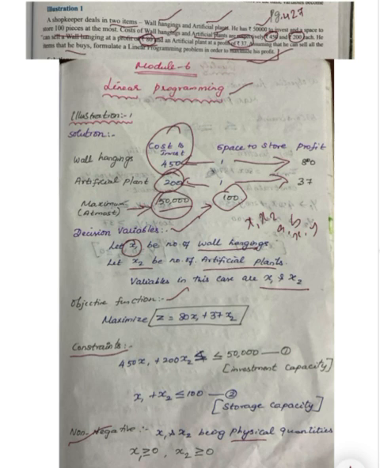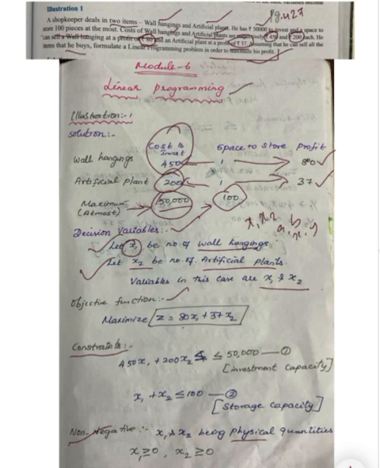What is the aim of his profit? In that question they have given the profit for wall hanging is 80, for artificial plant is 37. So we can write 80 into x1 of wall hanging plus 37, that is the profit for artificial plant, that is x2. Let x1 be the wall hangings, let x2 be the artificial plant. So for x1 80 rupees profit, for x2 37 rupees profit. So that is our maximization function. So z is equal to 80 x1 plus 37 x2. This is our objective function.